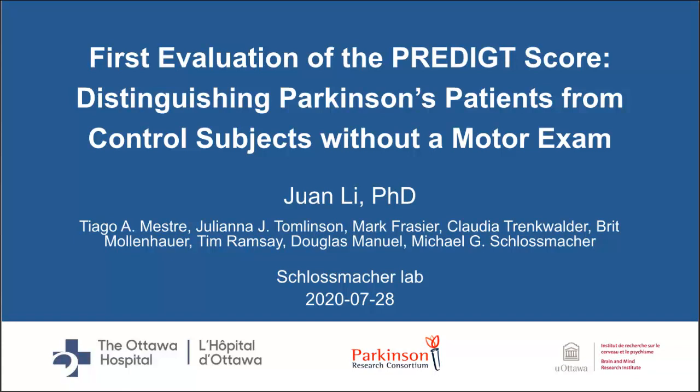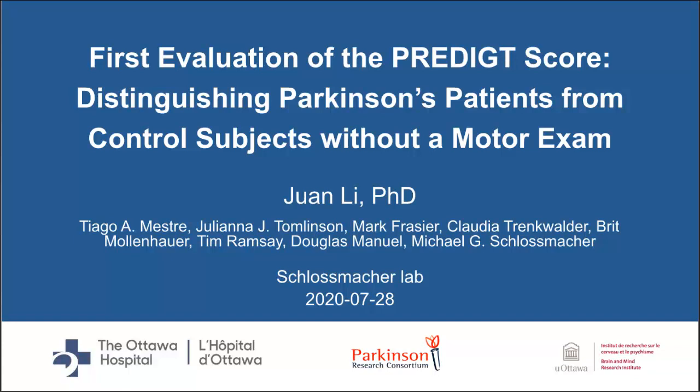So my talk today will be about the first evaluation of the PREDICT score, and I will explain the details about the score in the later slides. This score was designed to predict the high risk of having Parkinson's disease in still healthy people. But this evaluation today is not about prediction yet. It's more about discrimination: for a group of PD patients and a group of healthy people, can the score tell us if a person has PD or doesn't have PD?